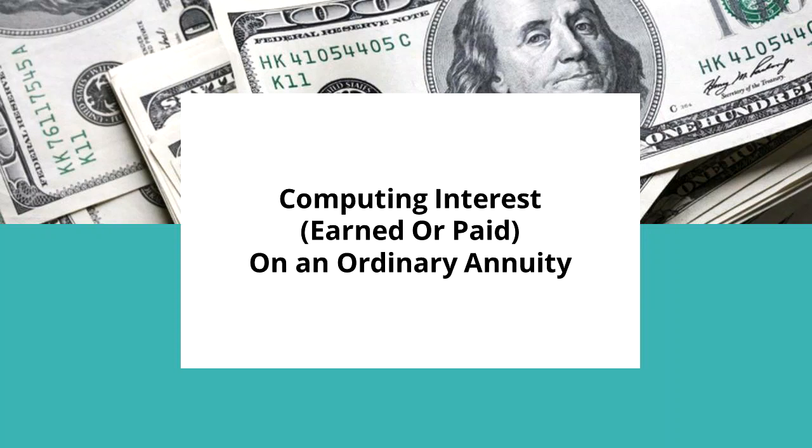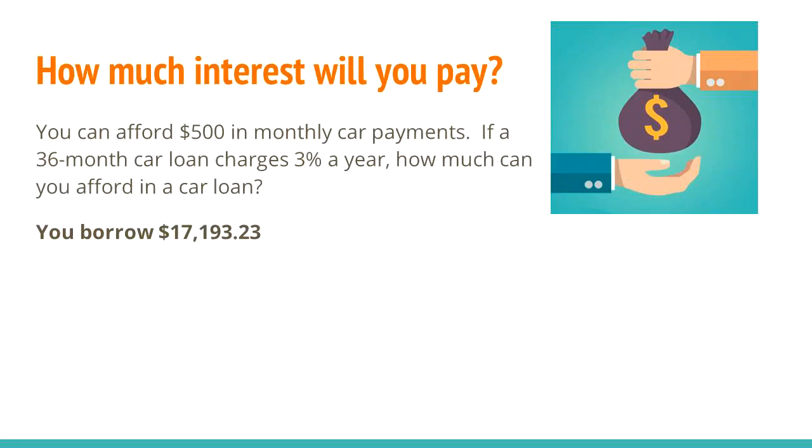We can also compute the interest, either earned or paid, on an ordinary annuity. It actually turns out to be a pretty simple calculation. We're going to look at the same car loan example that we just calculated, and we know that we can borrow $17,193.23. We've got $500 monthly car payments over a period of 36 months. We want to know how much we will be paying in interest.